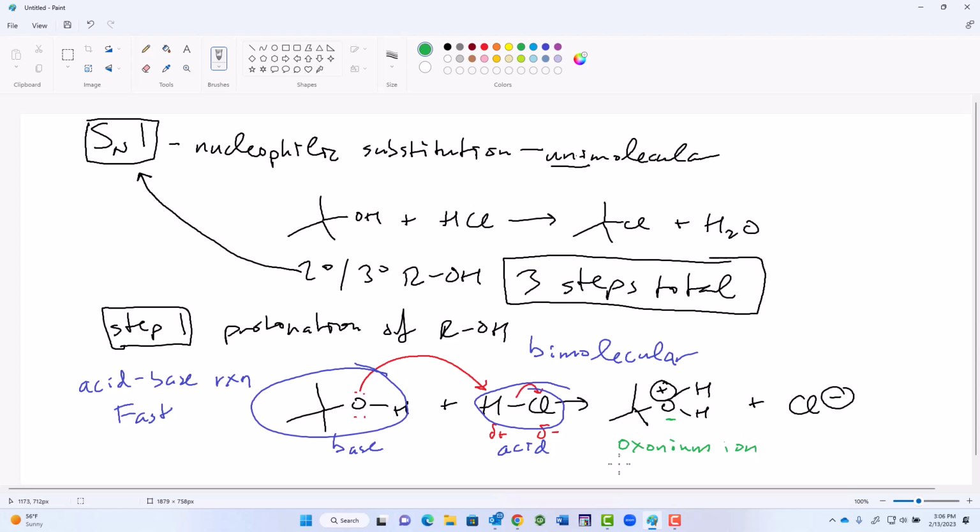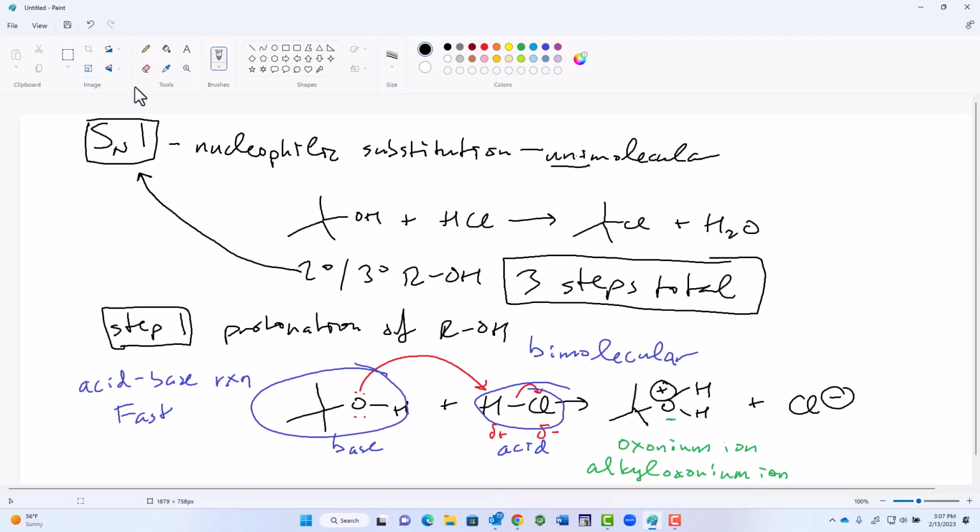And if it's attached to an alkyl group, we call this an alkyl oxonium ion. So this protonation of the alcohol generates an alkyl oxonium ion and a counter ion to balance out the charge. So that is the first step of this mechanism. It's very fast. It's an acid-base reaction.